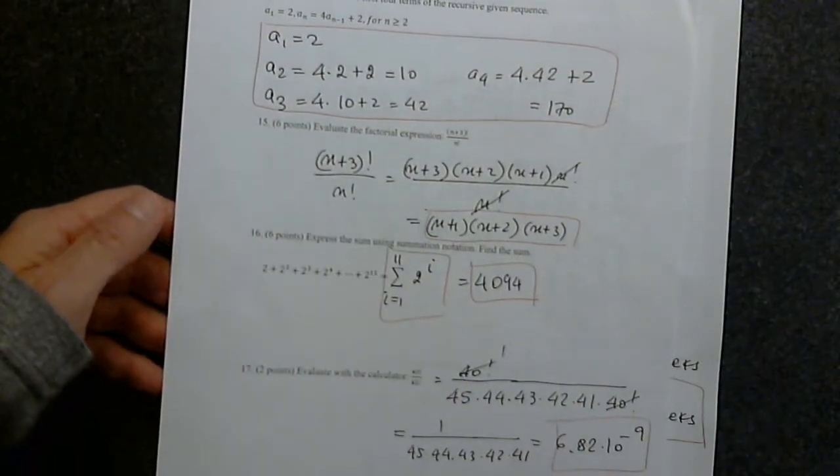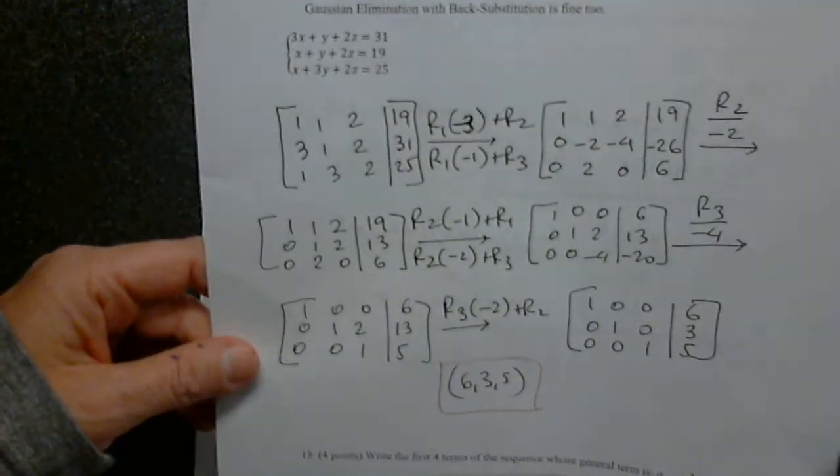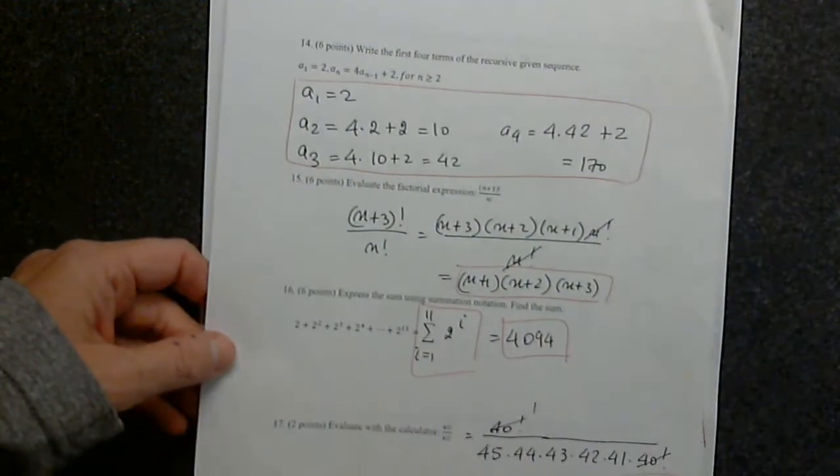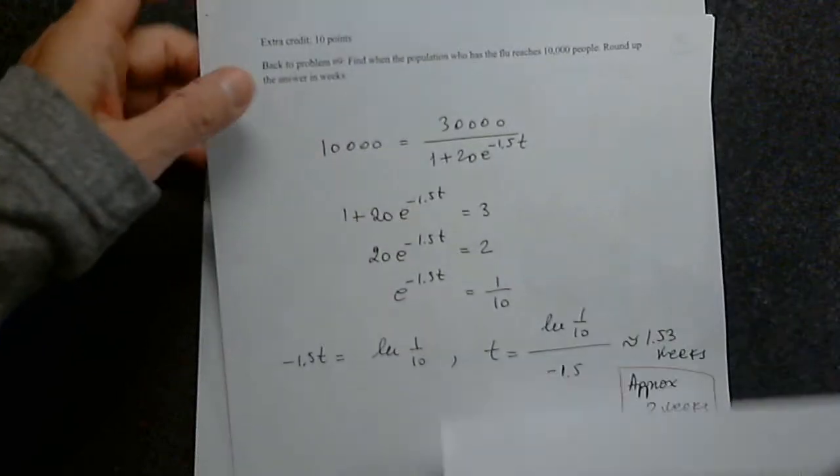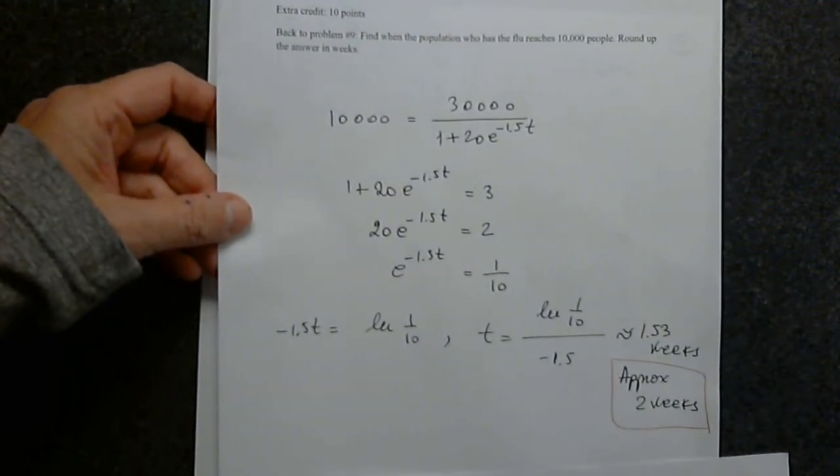Okay, and the last was just finding the first 4 terms of the sequence and then simplifying factorials. And this one was the same equation with the previous problem.